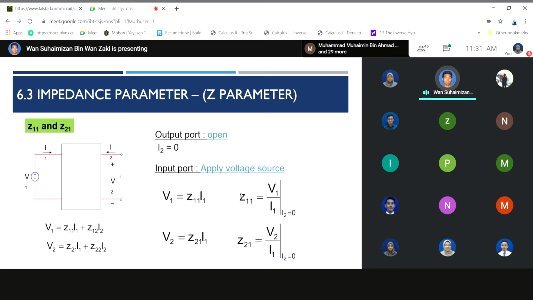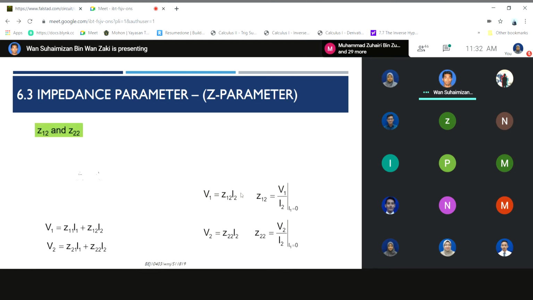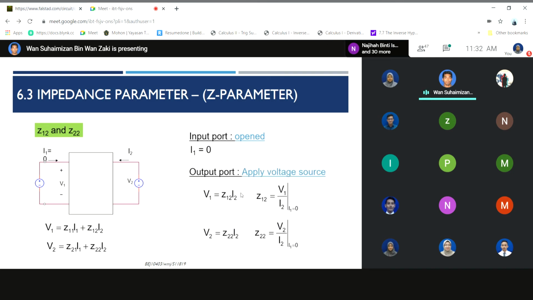So input port, apply voltage source. So this is test number 1. You open the output port, or set I2 equals to 0. Next.